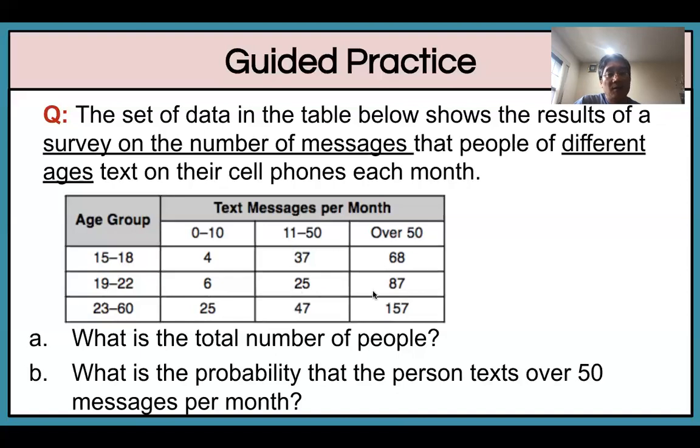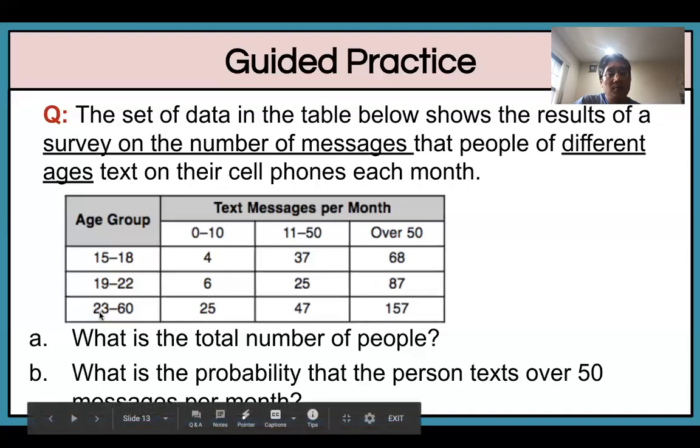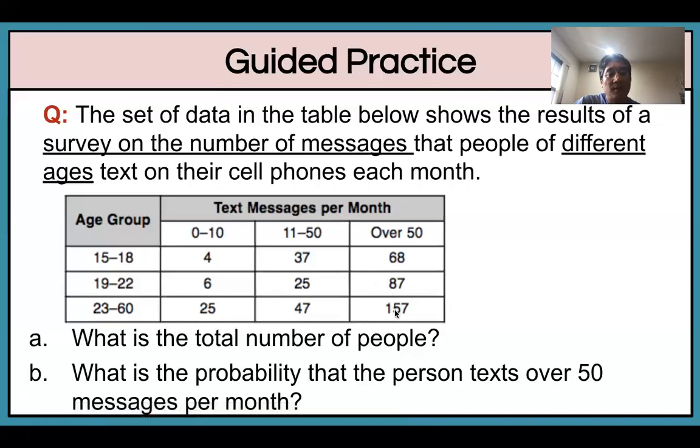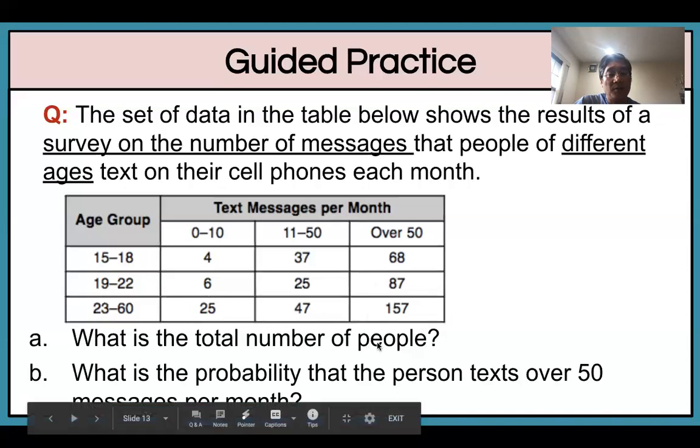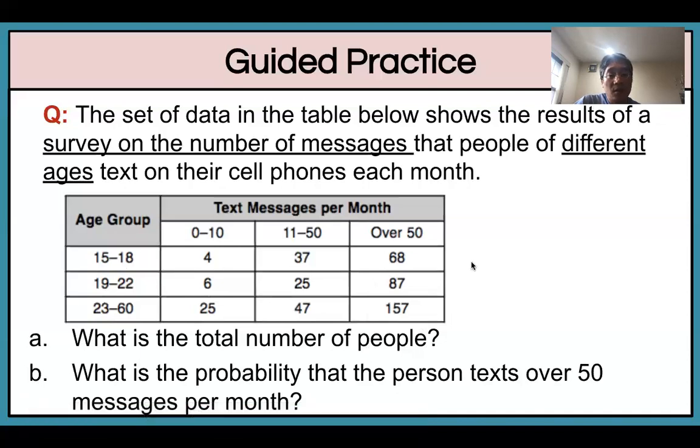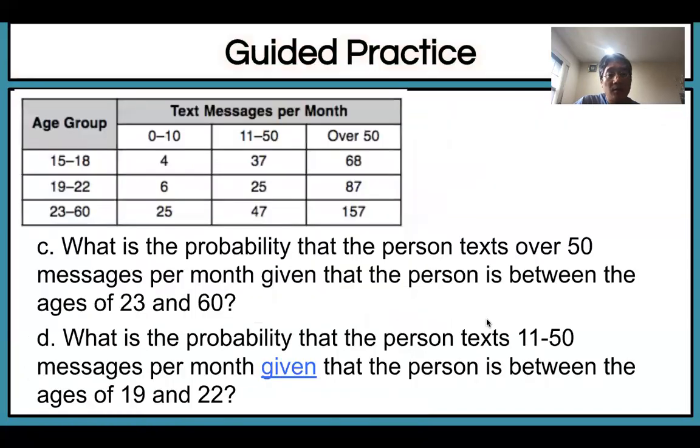Now you can do this for the age group 19 through 22 too: 6, 25 for 11 to 50, and over 50 messages 87. Write down the total here. And age group 23 to 60 is 25, 47, 157. So what is the total number of people? You should get the total here, here, here, and add them all. Then you will get it.